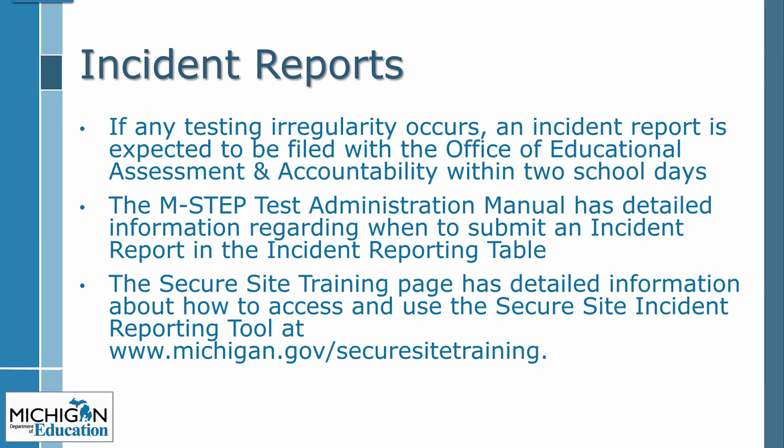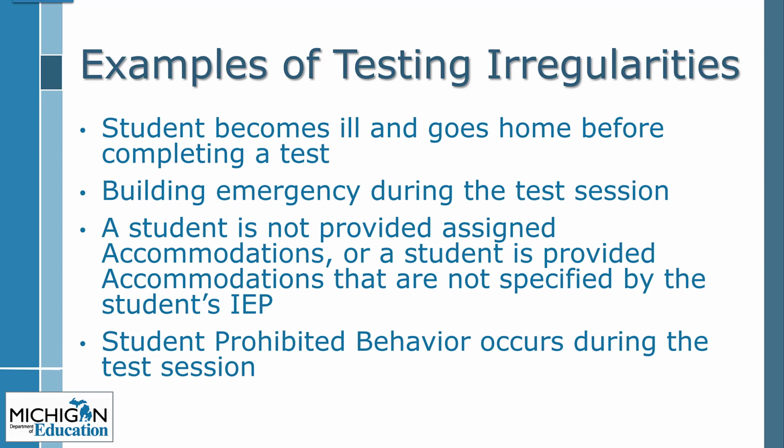Any time that a testing irregularity occurs, an incident report should be filed with the Office of Educational Assessment and Accountability within 2 school days. Detailed information regarding how to address an irregularity, including many possible scenarios, and the most frequent irregularities that occur, is provided in the M-STEP Test Administration Manual. The secure site also has detailed step-by-step instructions for submitting an incident report at www.michigan.gov/secure-site-training.